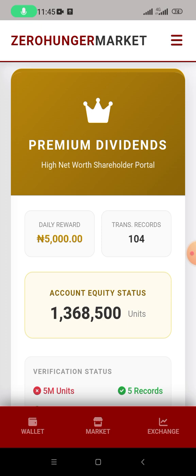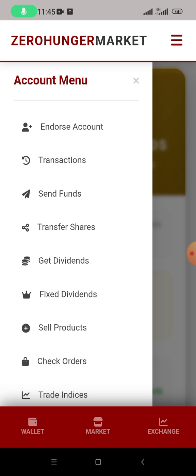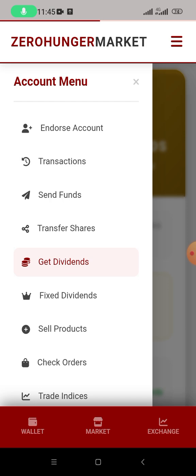But reselling in order to increase your transaction record is very important. So that is step 3. Then step 4 is for people that want to be trading indices. Once you have up to 100,000 units, every day, come to get dividend once every 24 hours in order to claim your dividend.